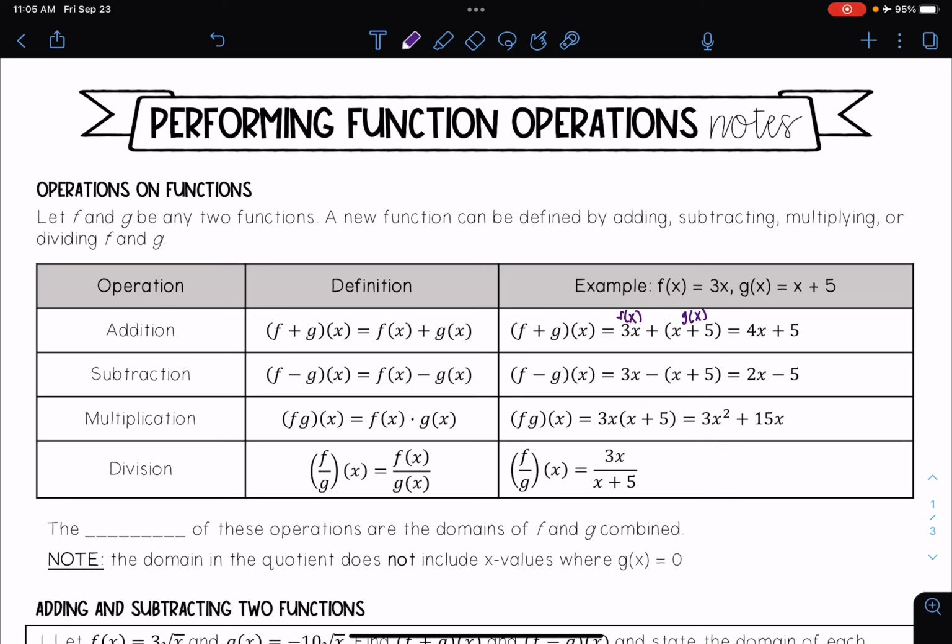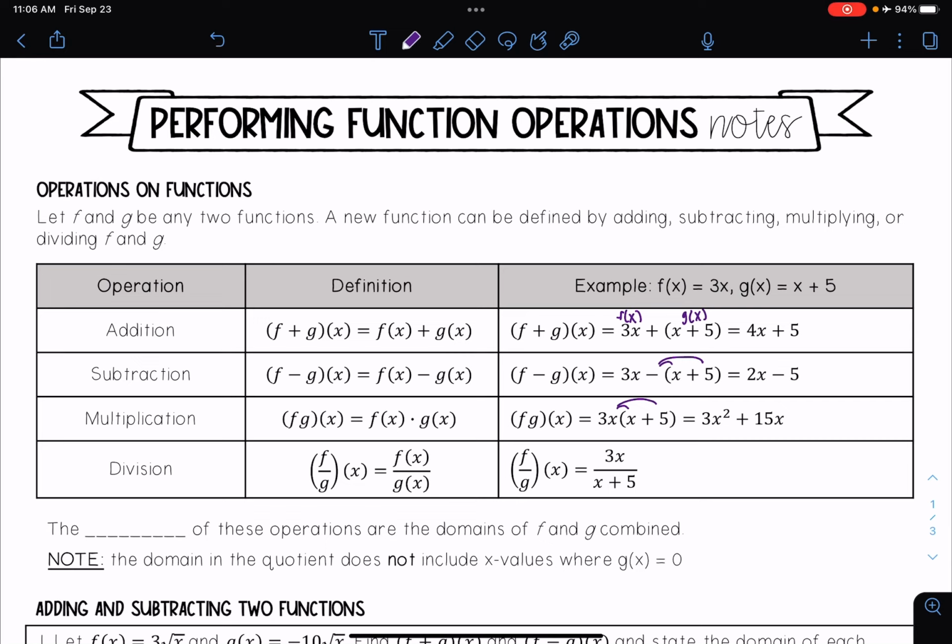Subtraction is very similar. Instead, you just have f of x minus g of x. For example, here I have 3x minus x plus 5, which I go ahead and distribute that negative and end up with 2x minus 5. Multiplication would be fg of x, which is going to equal f of x times g of x. For this example, that would be 3x times x plus 5, which when I distribute that 3x, I get 3x squared plus 15x.